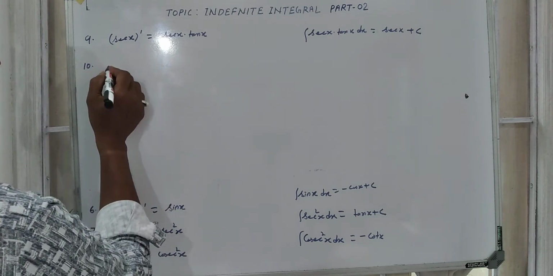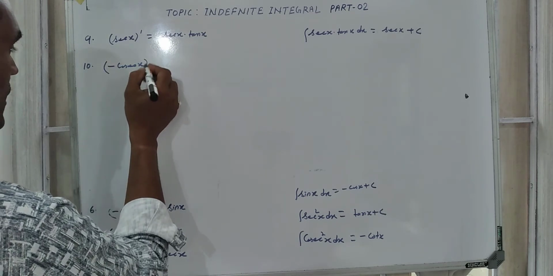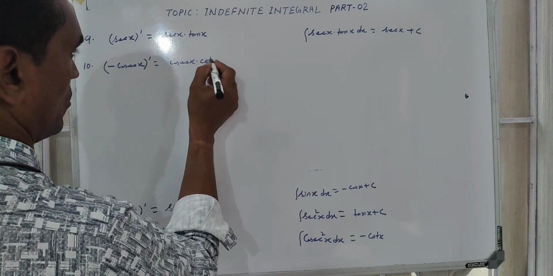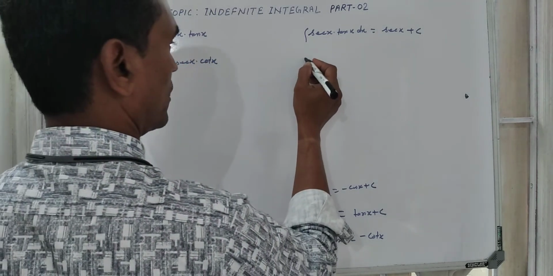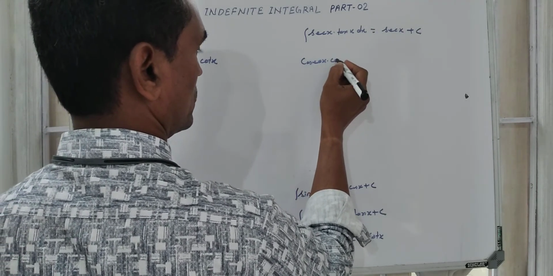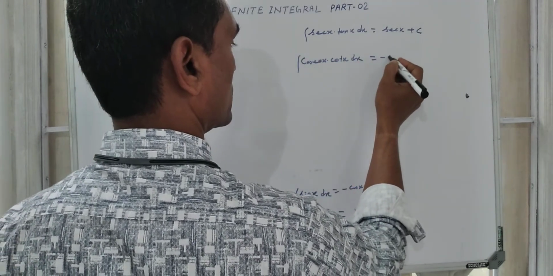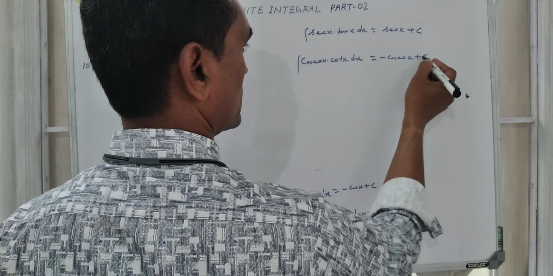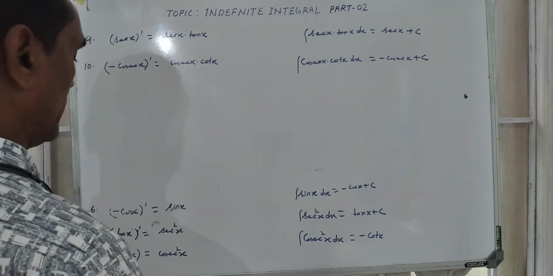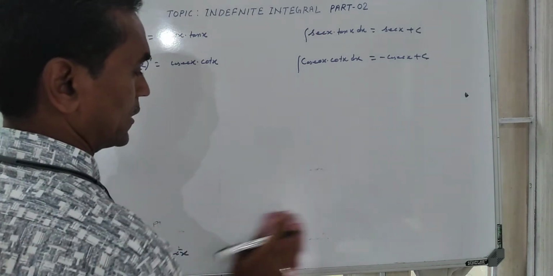Now derivative of minus cosec x is cosec x into cot x. So integral of cosec x into cot x dx is minus cosec x plus c. So these all formula we know in derivative, and with the help of that we are getting formula for integral.